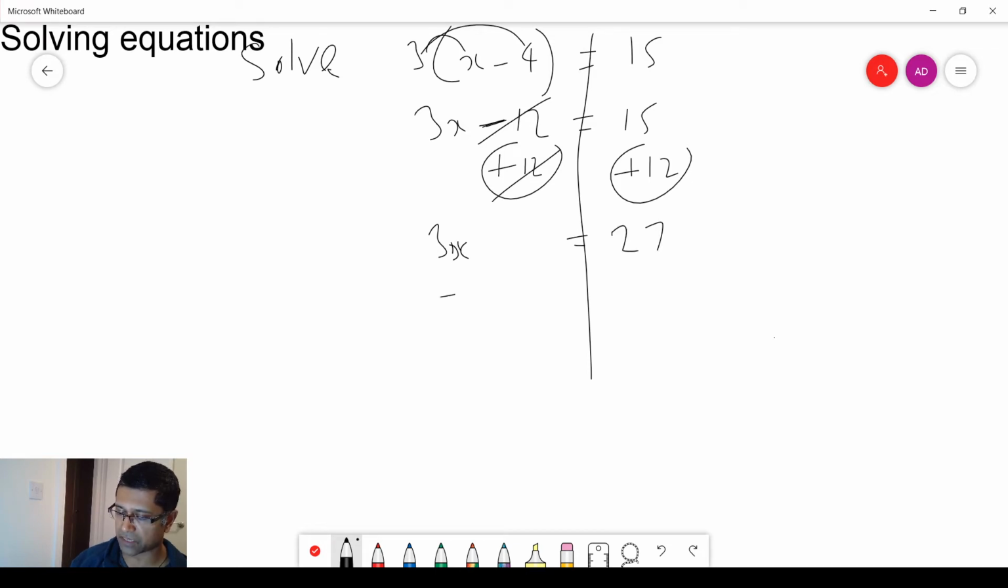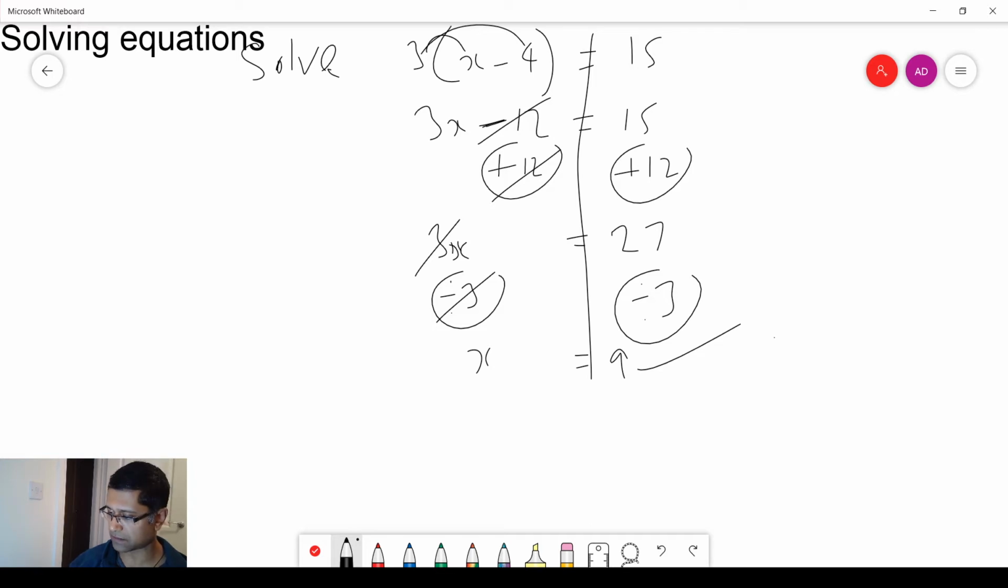To get rid of times by 3, divide by 3, same on the other side. 3 divided by 3, they knock each other out, so you're just left with 1x. 27 divided by 3 is 9. Next.